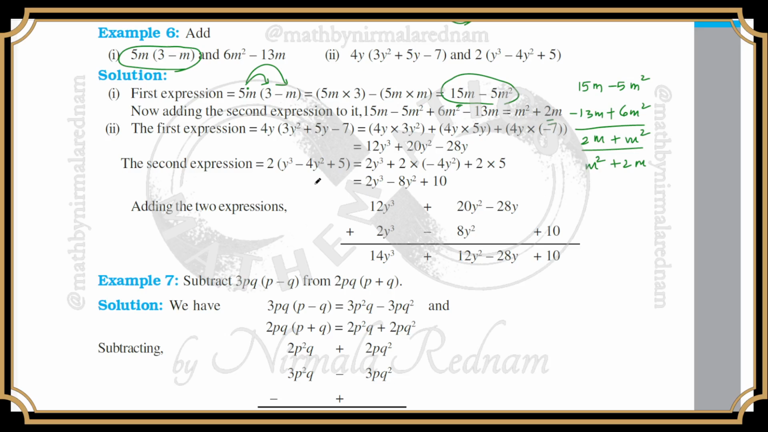The second sum is also similar. I have 4y into 3y square is 12y cube and so on. After simplifying these two expressions, what I'm going to do is I will be solving it by writing the expressions one below the other with like terms aligned, right? That will give me the answer.